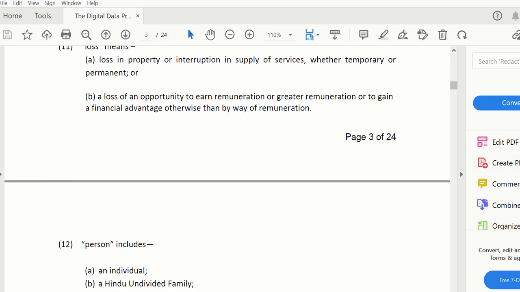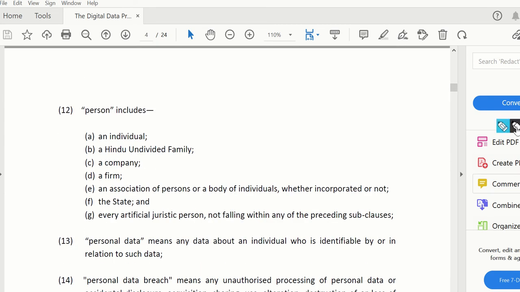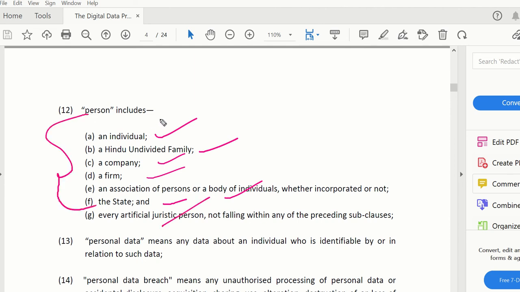The person could be an individual, a Hindu undivided family, a company, a firm, a state or an association of persons, or every artificial juridical person. So you can see they have categorized persons as an individual; this can be a company, this can be a firm and all. In the same way, personal data means data about an individual who is identifiable by or in relation to such data.